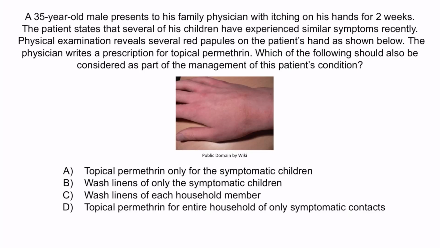A. Topical permethrin only for the symptomatic children. B. Wash linens of only the symptomatic children. C. Wash linens of each household member. Or D. Topical permethrin for the entire household of only symptomatic contacts.